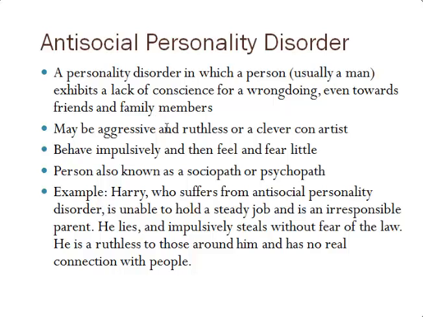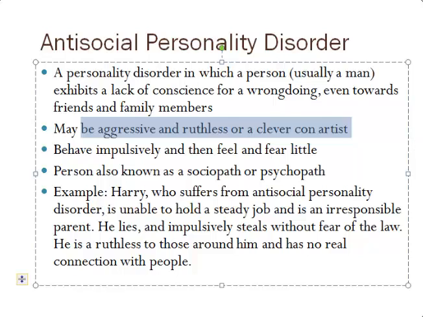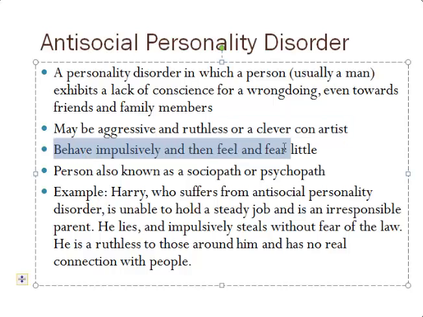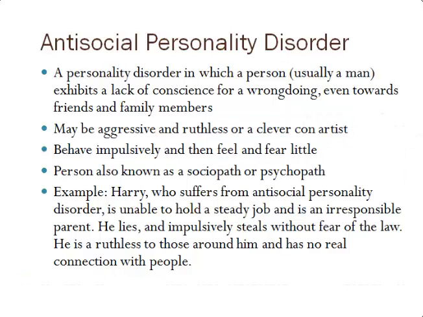Very often, people become criminals, they do things that are immoral because they simply don't have the understanding or the ability to conform themselves to what's socially expected of them. They may be aggressive or ruthless or a con artist, again, because they don't have those same social constraints that most of us have. They behave impulsively and then feel and fear little. That doesn't bother them. They're not afraid of it.